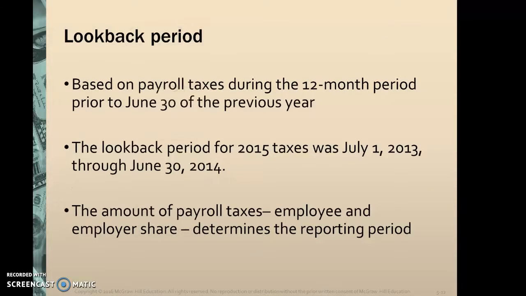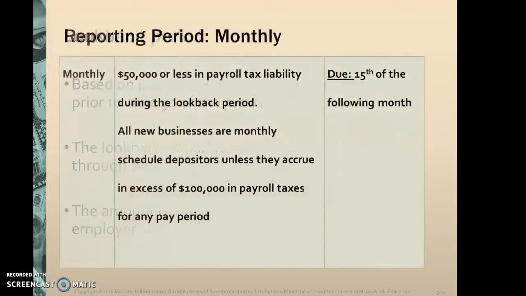So based on, like I mentioned before, the 12-month period prior to June 30th. So the look back period for 2015 taxes was July 1st of 2013 through June 30th of 2014. Okay, so the amount of payroll taxes, the employee and the employer share, determines the reporting period. Now, the reason why it's July 1st through June 30th is because that is the fiscal year for governments. Their fiscal years begin on July 1st and end on June 30th. So they are a little different than organizations.